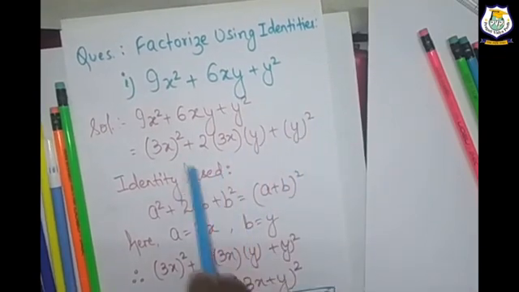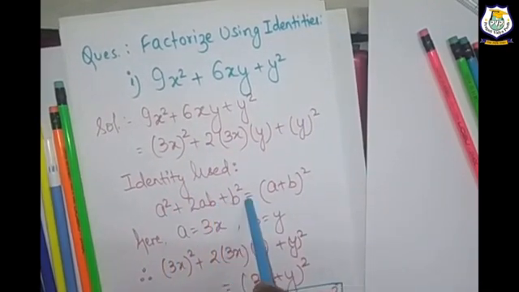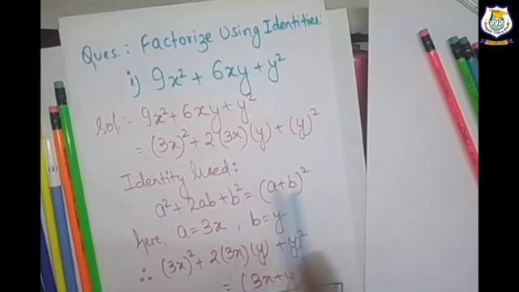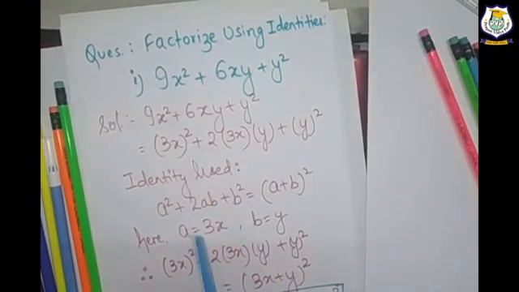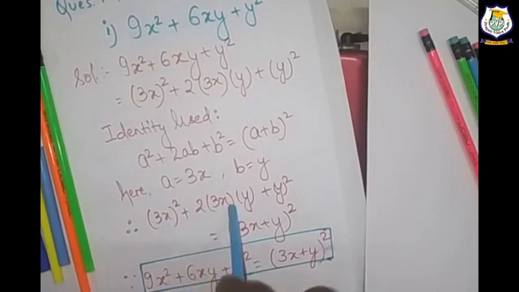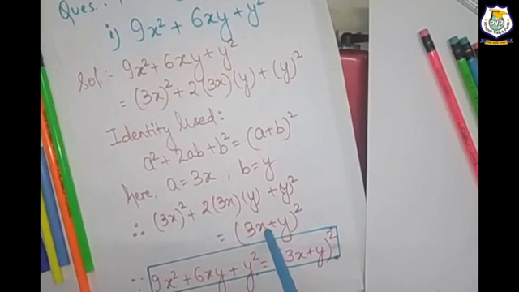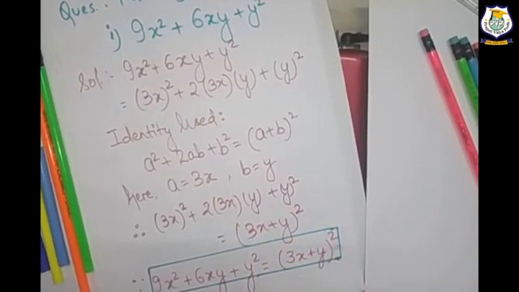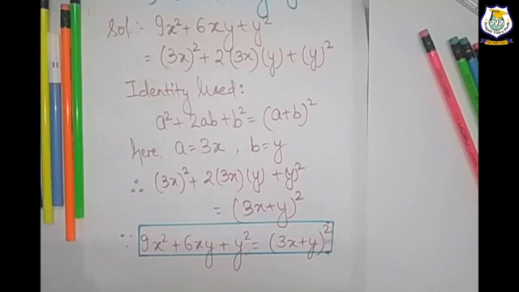Now I am using the identity a square plus 2ab plus b square, which is equal to a plus b whole square. And here a is 3x and b is y. Therefore a square plus 2ab plus b square is equal to a plus b whole square, which is 3x plus y whole square. So we have the answer: 9x square plus 6xy plus y square is 3x plus y whole square.